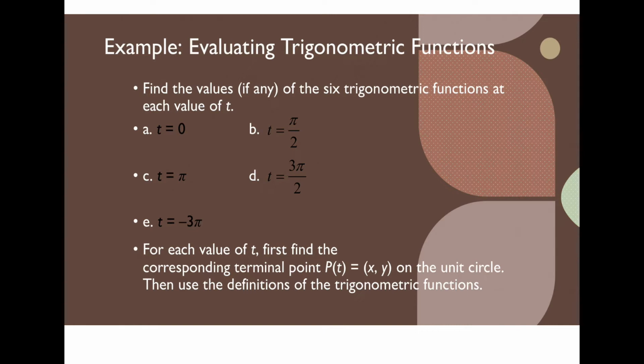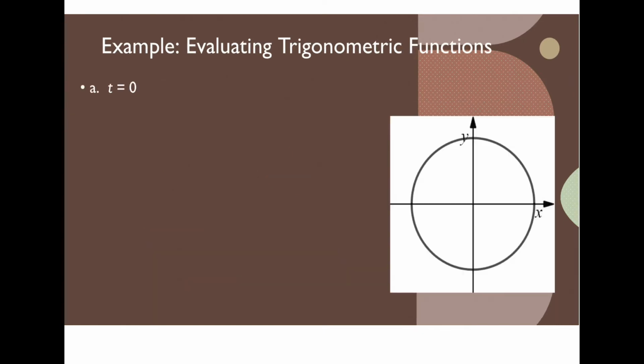Let me go down to the bottom here. For each value of t, find the corresponding terminal point P(t) = (x, y) on the unit circle. Then use the definitions of the trigonometric functions. Okay, so let's start off with t equal to 0. If my angle t is equal to 0, so that's 0 radians, then this is the point that I'm at. If I haven't traveled any units on my unit circle, so that distance is 0, I'm just sitting right here.